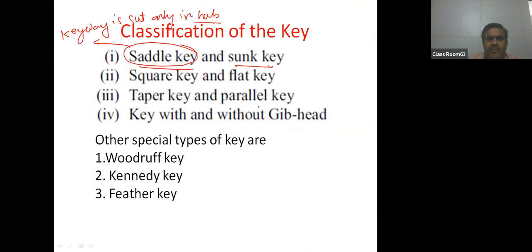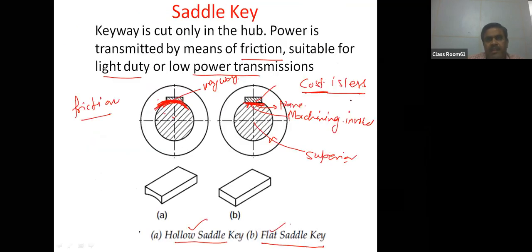So I was on the classification of the key. Saddle key means there is only one keyway, but sunk key means there are two keyways, one on the shaft and one on the hub. So the basic difference between saddle and sunk: the cost of the saddle key is less, the cost of the sunk key is more. Let's see the diagram of the sunk key.